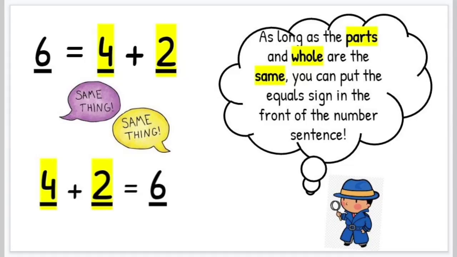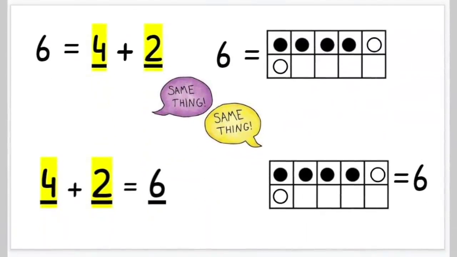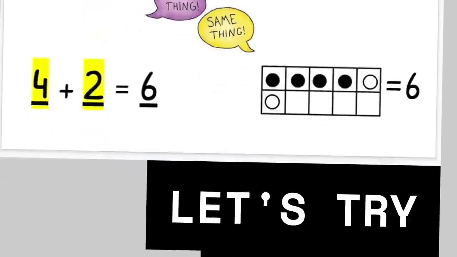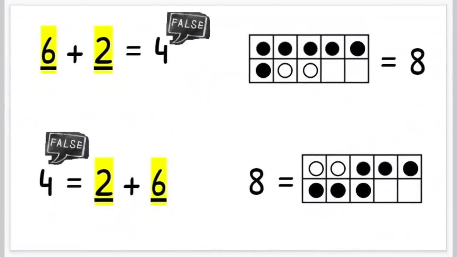Again, addition number sentences can have different looks, whether they start with the whole amount and the equal sign or end with the whole amount and equal sign. As long as you use the correct parts and the correct whole amount, you can have this type of number sentence. Checking our work, we can see why. And again, looking here, we can see that this is not true.